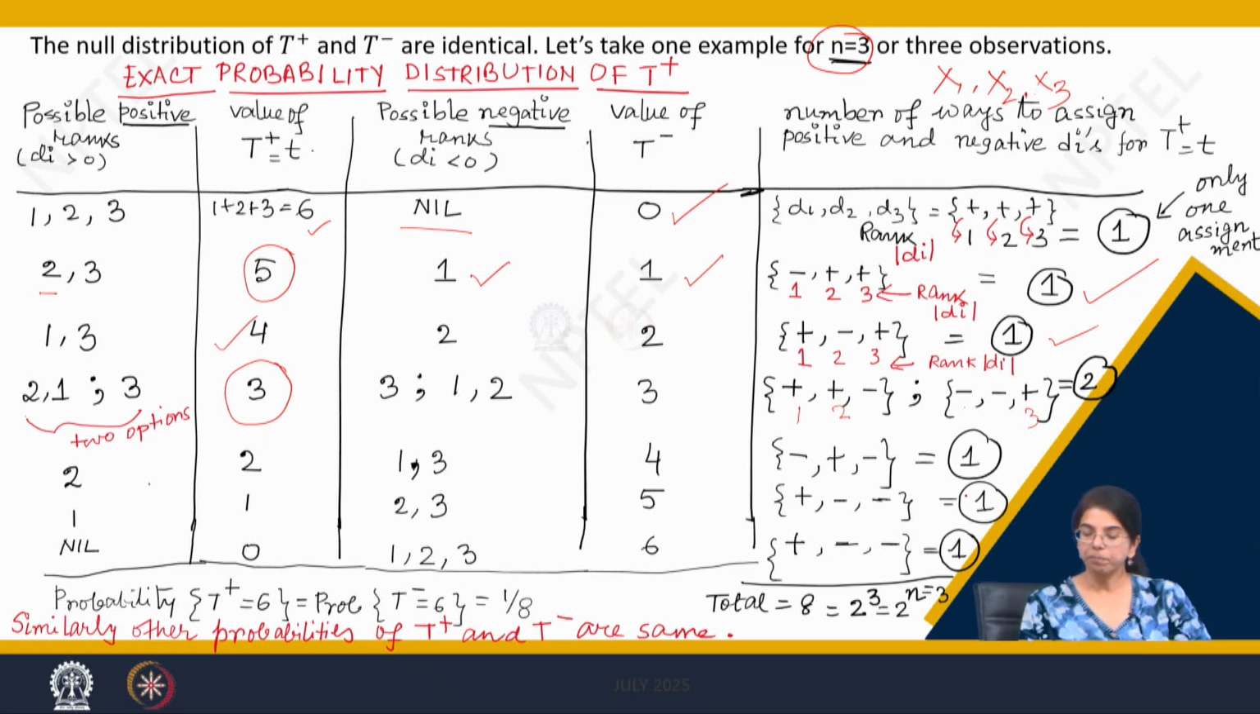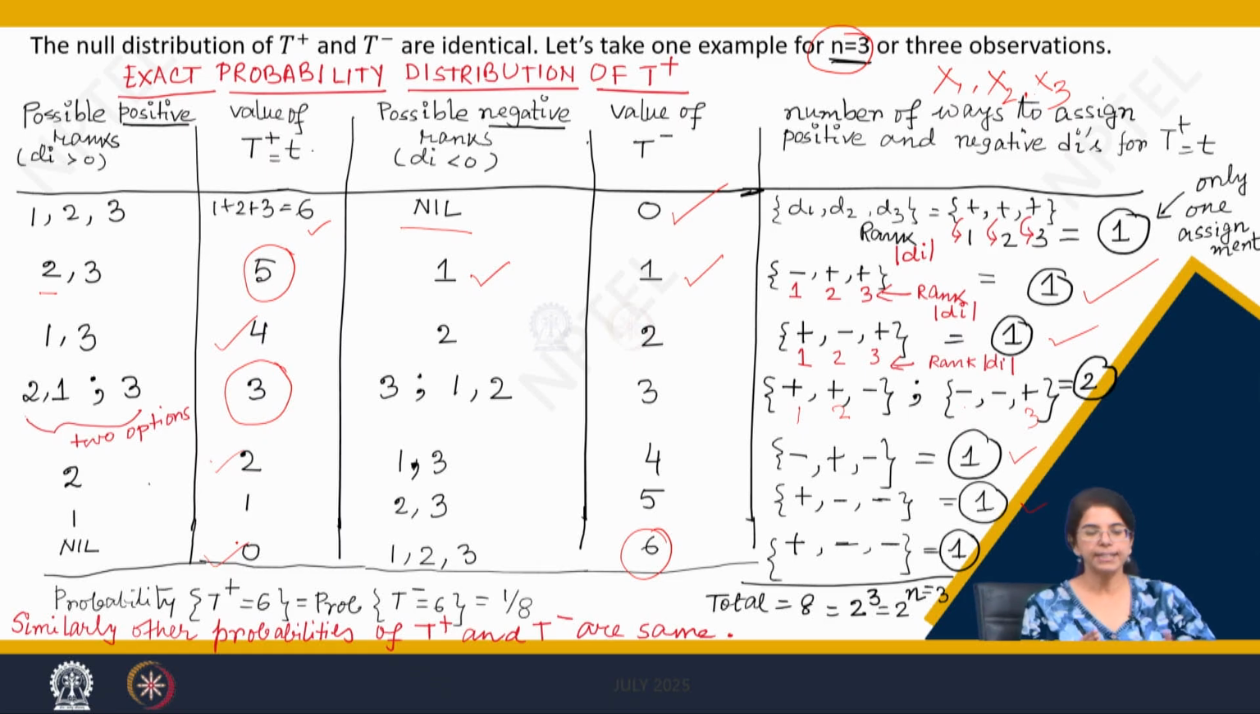Similarly, I hope that you can understand all of the assignments for t plus is equal to 2, for t plus is equal to 1 and t plus is equal to 0. What is the matter when t plus is equal to 0? That means no observations are positive. All of the observations are less than the median. Di is less than 0 for all 3. Then you can see the value of t minus is 6, but the value of t plus is 0.